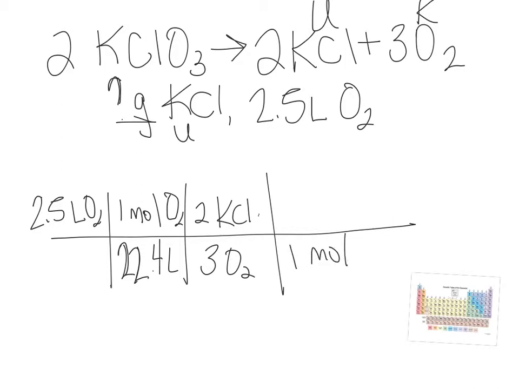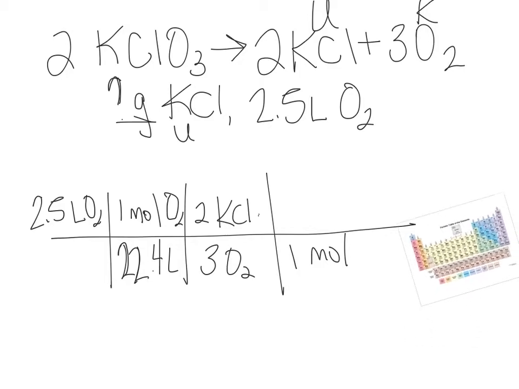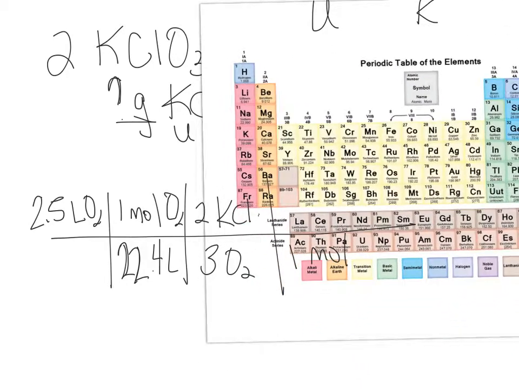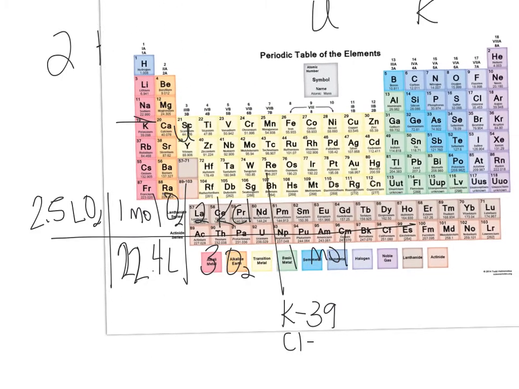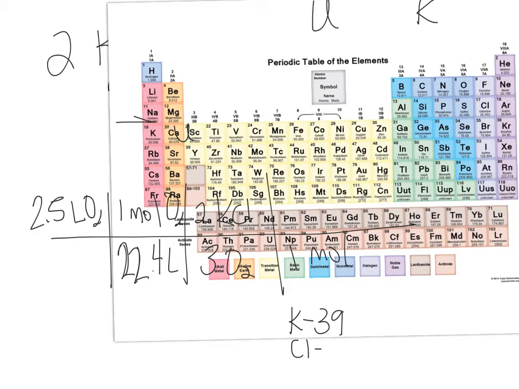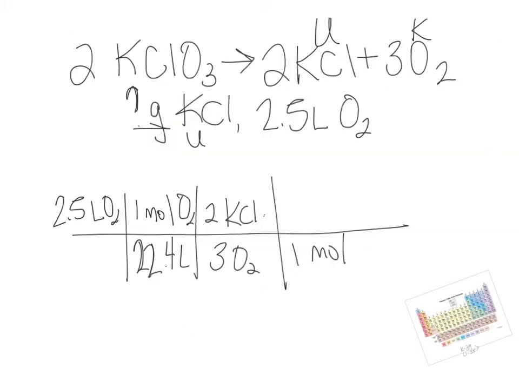Let's get our periodic table. K on the periodic table is 39. Cl, I can't see it, so let me move my periodic table. Cl is 35. I add those together, so 39 plus 35, my molar mass for this compound is 74 grams of KCl.